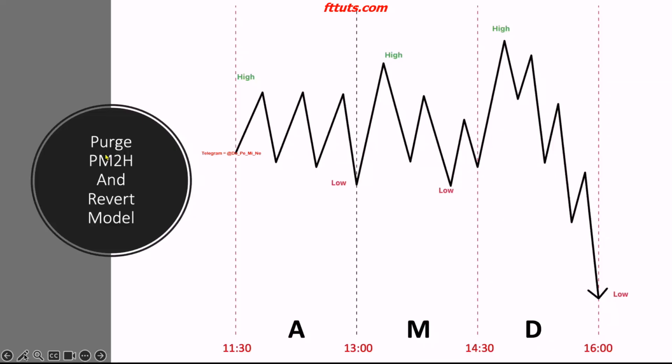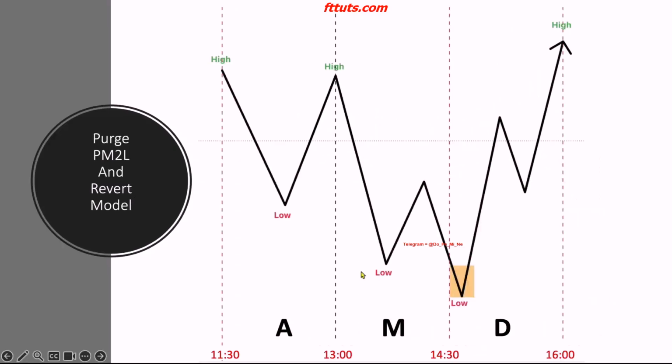Because if you have made it this far throughout the lecture, and if you have paid close attention, all this is about this sentence right here. Purge the second PM cycle's high and revert model. When should the second PM cycle's high be taken out? If price is bearish on the higher time frames during the third PM cycle.